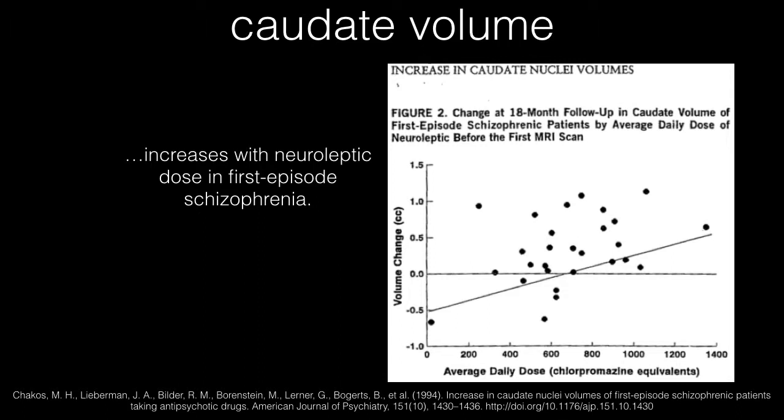This second finding is excerpted from a 1994 volumetric study in schizophrenia. The authors found that the caudate volumes in schizophrenia patients receiving neuroleptics increased in proportion to the dose of their neuroleptics. I like this study because it shows a dose-response effect, and it also links the anatomical effects of a pharmacotherapy to the pharmacotherapy's mechanisms, in this case, dopaminergic mechanisms.